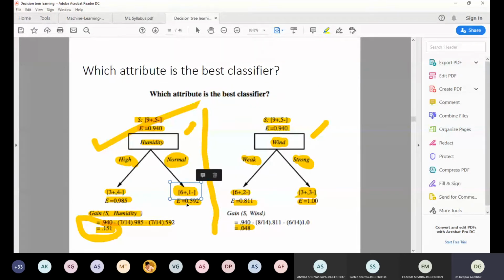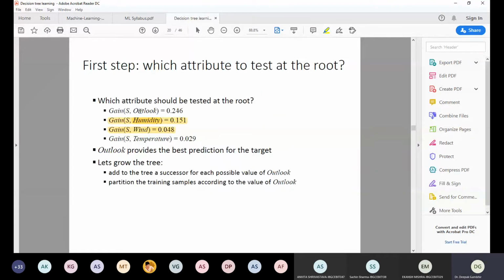So when you compute this, the entropy would come out to be 0.592, and the entropy in the case of 3 plus and 4 negative would come out to be 0.985. If you solve this, then the gain would come out to be 0.15. Similarly, for each attribute, we will compute the gain in this way.